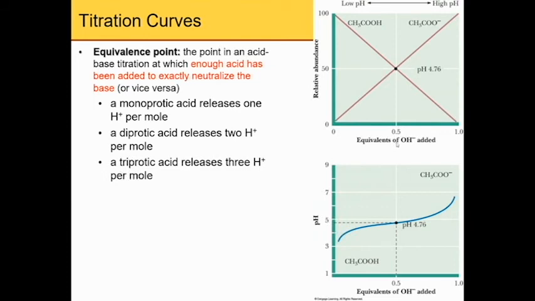equivalents of the hydroxide added, all right? And here the pH equals the pKa, all right? When the amount of weak acid equals the amount of the conjugate base. And then you can see that the change of the pH is very slow, right? It's very tiny.